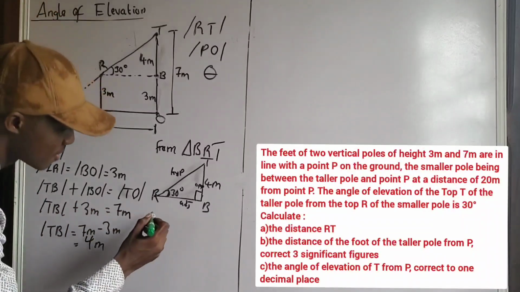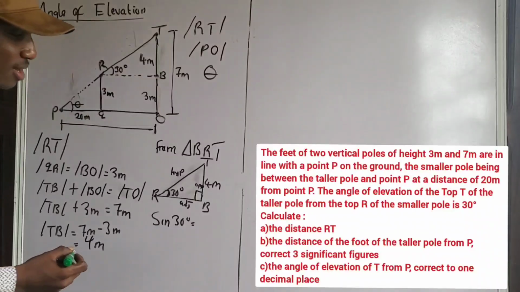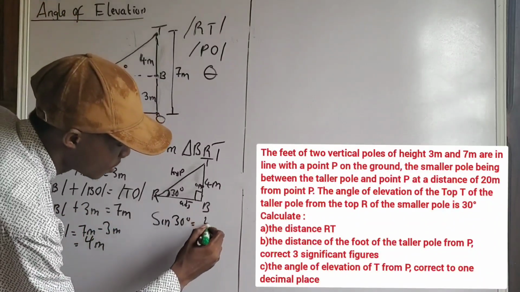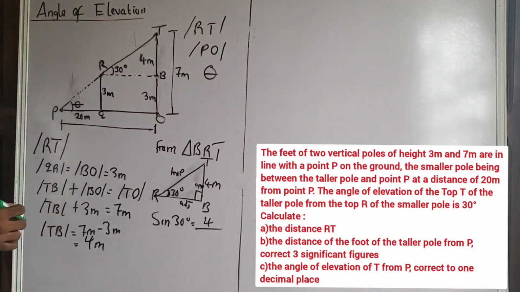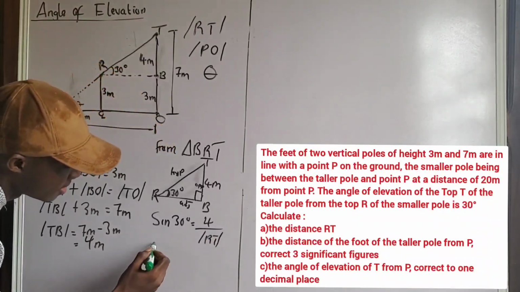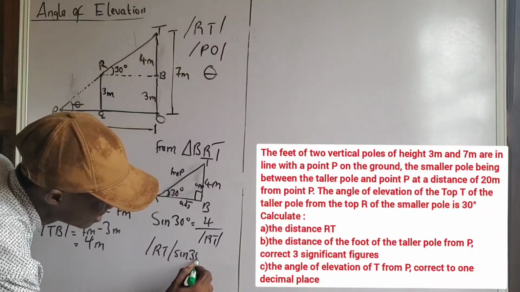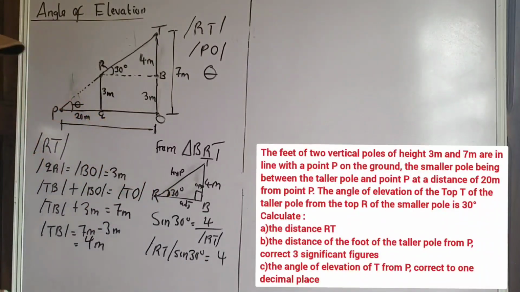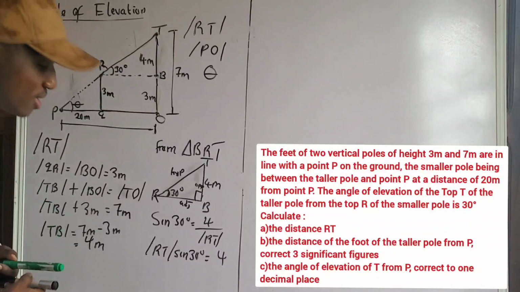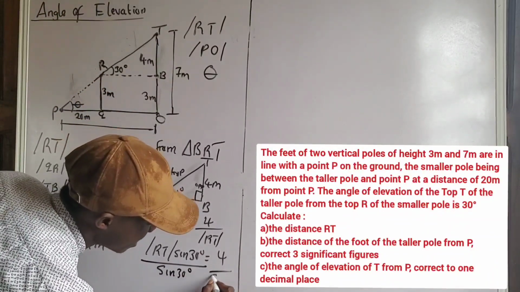So I'm going to have sine 30 degree equals opposite over hypotenuse. The opposite is 4 meter. The hypotenuse is unknown, line RT. So line RT multiplied by sine 30 degree equals 4. To get the value of line RT, you divide both sides by sine 30 degree. So I'm going to have this over sine 30 degree and this over sine 30 degree.